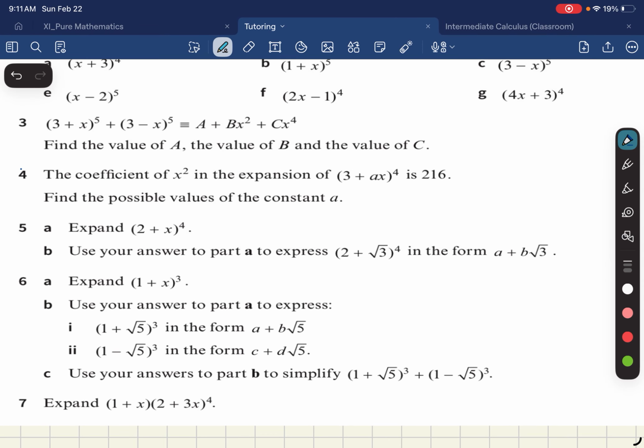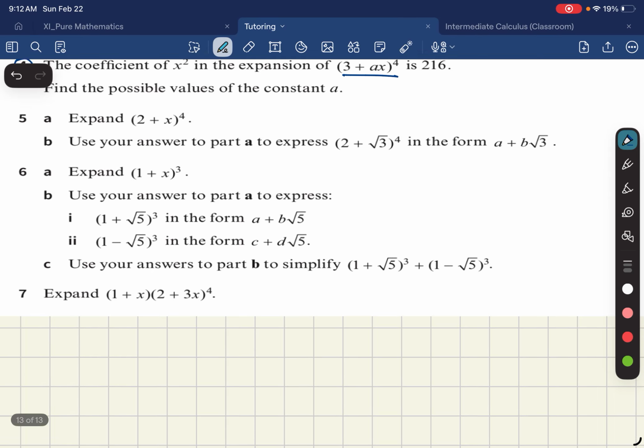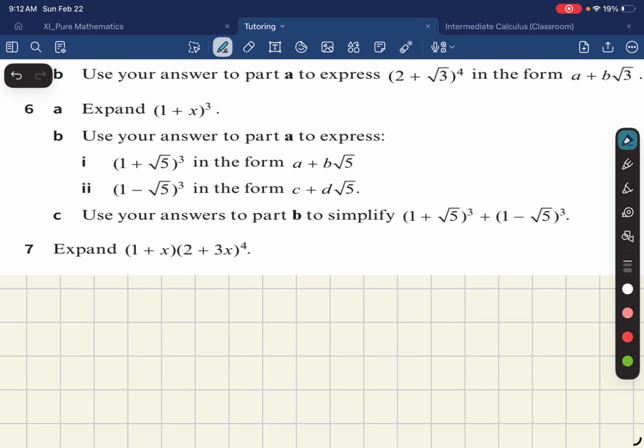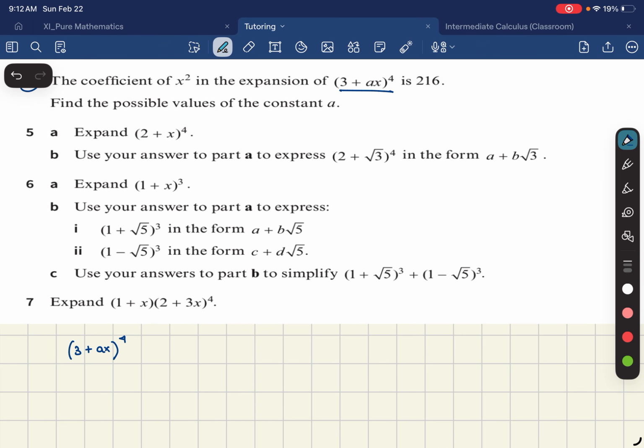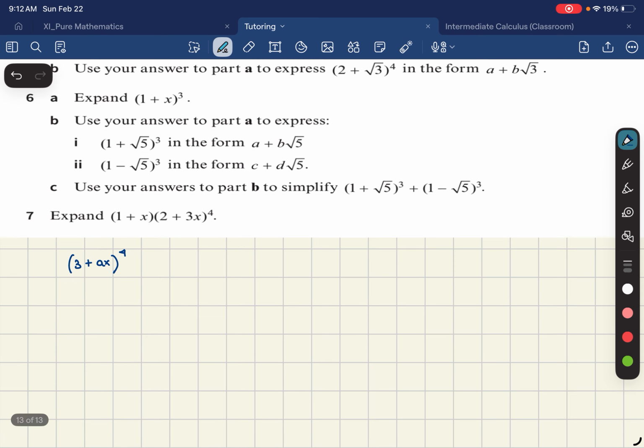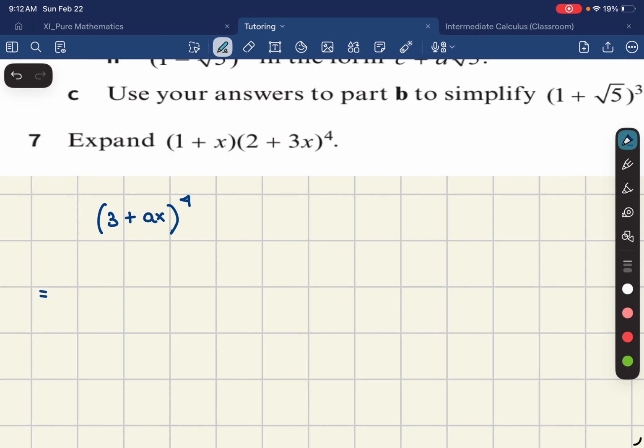So question 4 says the coefficient of x squared in the expansion of this is 216. So find the possible values of the constant A. So we have 3 plus ax to the power 4. And it says the coefficient of x squared. Well, let's try to use, you can expand it out.